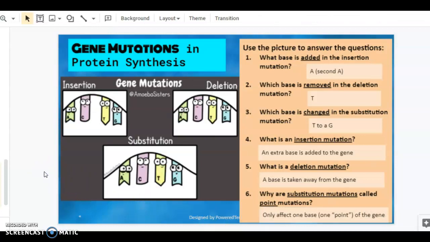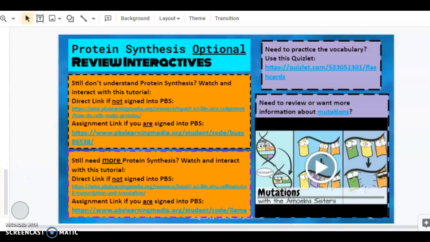Well, that is a general overview of mutations. Your work will help you see how that causes change in the function. But if you want to review or have any questions, there's a slide here with lots of resources, including an interactive tutorial, another interactive tutorial, a Quizlet for the vocabulary, and I know there was a lot, and an overview of mutations by the amazing Amoeba sisters.